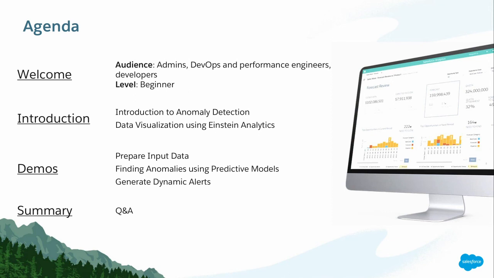So today, there are going to be two main parts. One part is going to be related to how to actually do prediction on time series data. And once we do the prediction, then how to detect anomalies, or how to detect if something doesn't look right. And also we are going to use Einstein Analytics for the data visualization throughout the session.